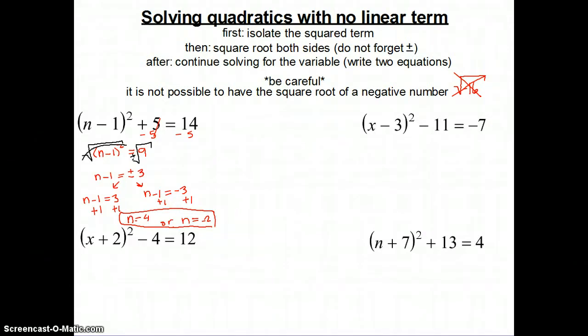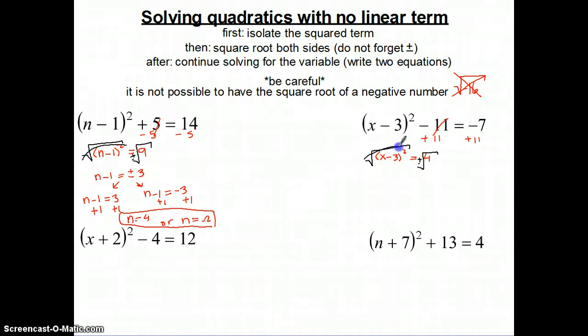But within the scope of this class, we're just going to go ahead and say there is no solution. So to the right, I'm going to isolate the squared term by adding 11 to both sides. This gives me x minus 3 all squared equals positive 4, and then I square root both sides to get rid of that exponent over the x. Don't forget that plus or minus in front of the 4.